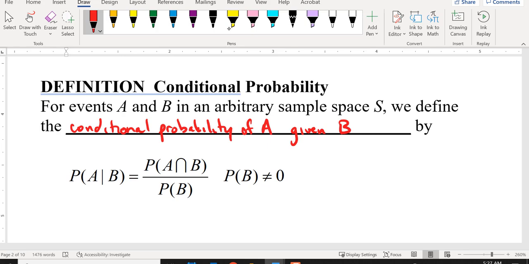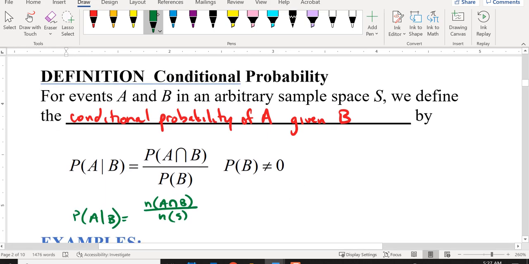Now, why is this true? I'm going to go over to the side and show you. The probability of A given B would be the number of outcomes in A and B over the number of outcomes in the sample space S, right?